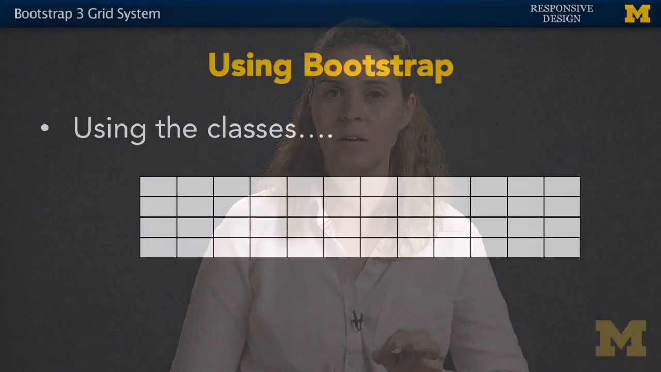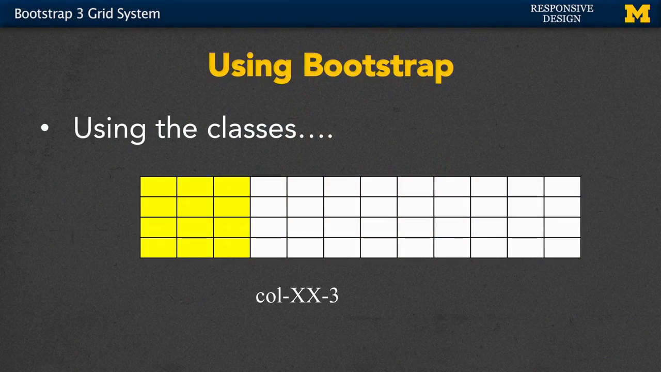So let's review that grid picture, but using the classes this time. Right here, we have nothing on there, but if I use column XX3, we're using 3 of the 12, or 25%. If I say column XX6, I'm using 50% now. Column XX9, 75%. And column XX12 means use up the full width that's available to you.